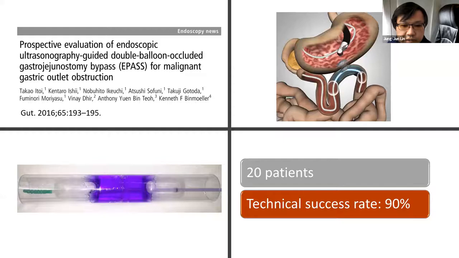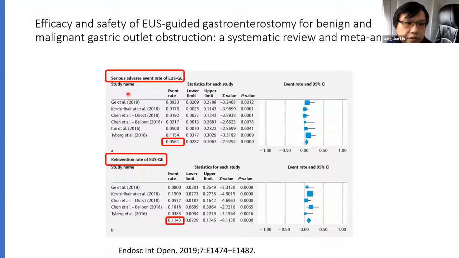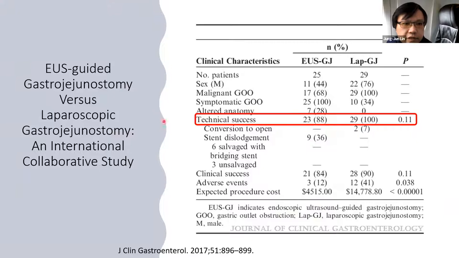So according to the meta-analysis, including benign and malignant gastric outlet obstruction, the technical success rate is 92%. The clinical success rate is 90%. The serious adverse event rate is 5.6%, but the reintervention rate is still 11%. So in an international collaborative study comparing the US guided GJ and the laparoscopic GJ, it is shown the technical success rate is similar, it's not different. But the adverse event rate is lower in the US GJ group.